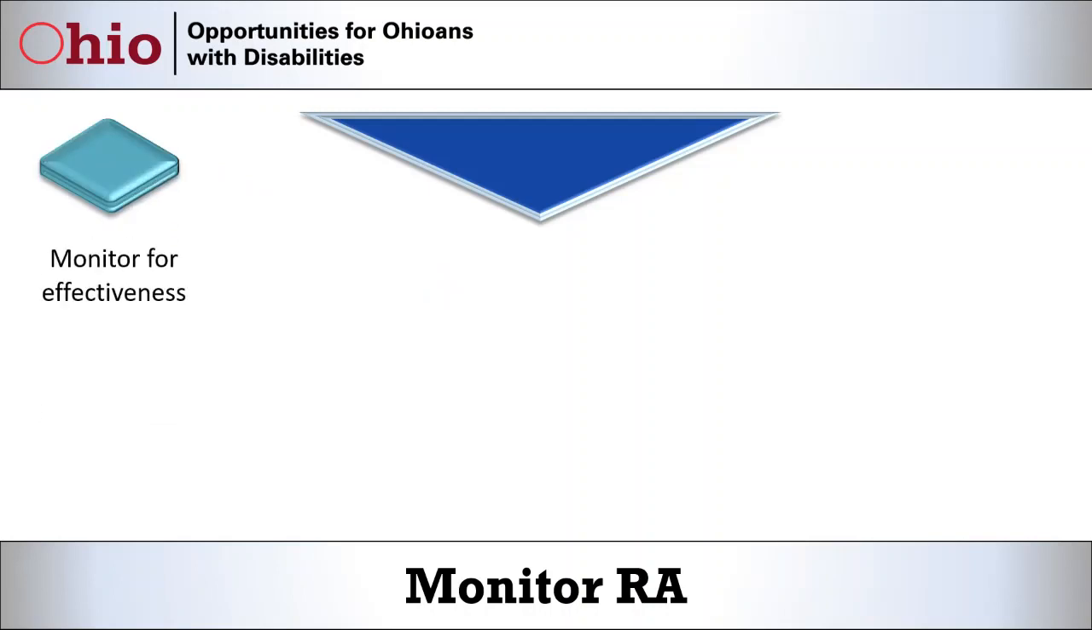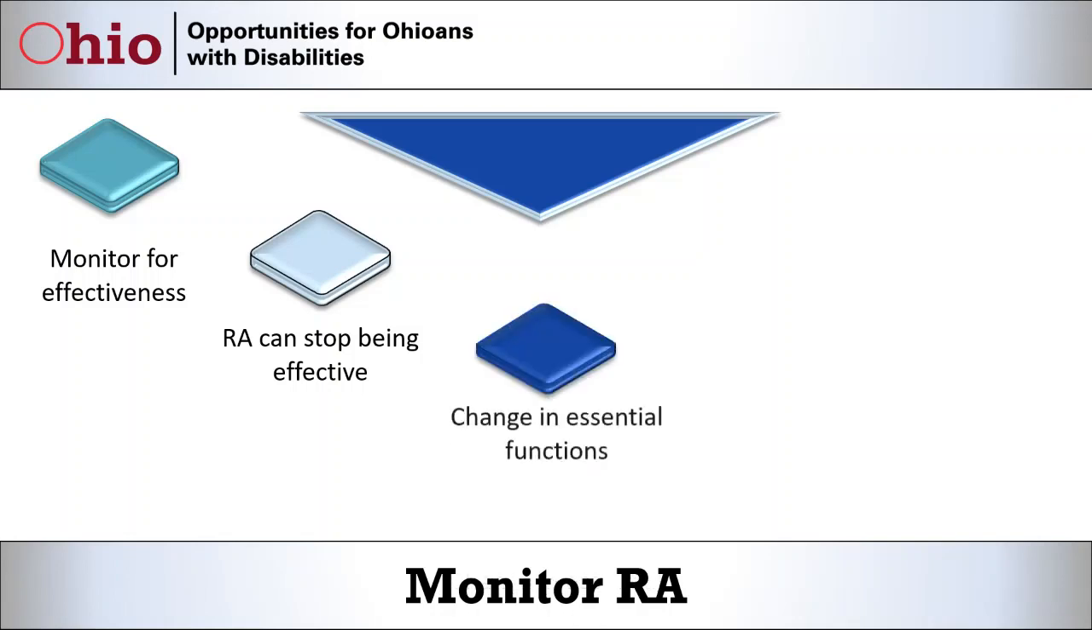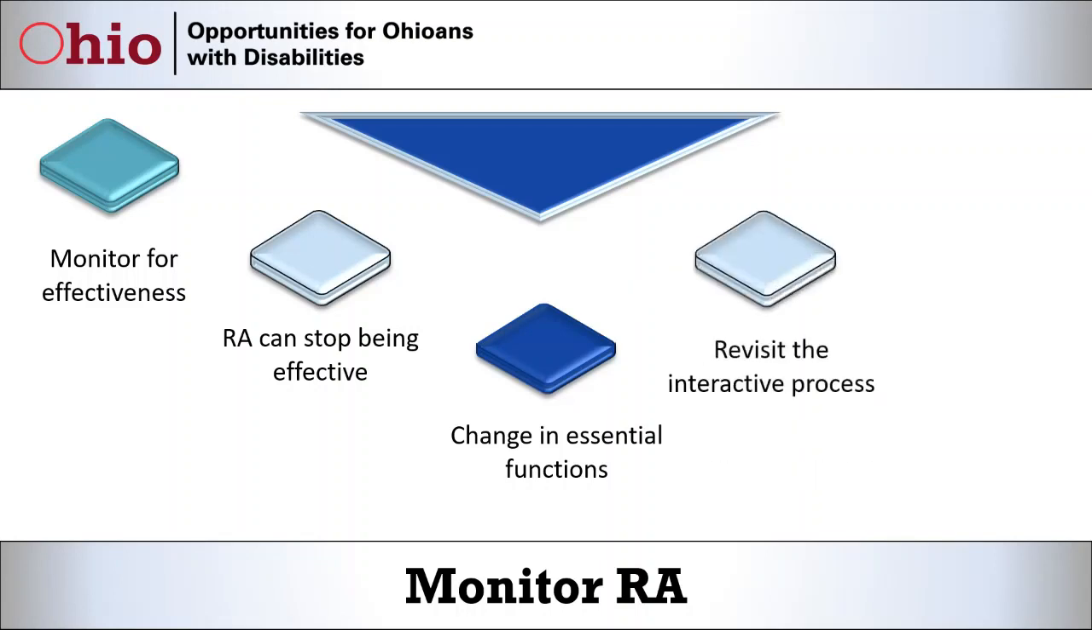Sometimes we don't know whether an accommodation will work until we try it. Also, sometimes reasonable accommodations can stop being effective, either due to a change in the employee's disability or a change in the workplace. One example of a change in the workplace is when an employer makes a change to the job's essential functions. Employers are permitted to change their job's essential functions, so when this happens, be mindful that this can lead to an employee with a disability needing a different reasonable accommodation. In that case, revisit the interactive process to determine another accommodation that is effective.